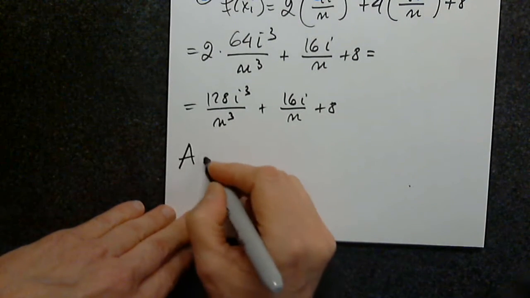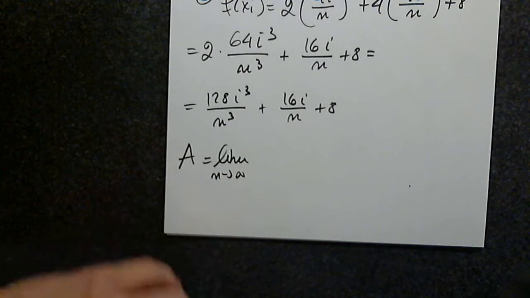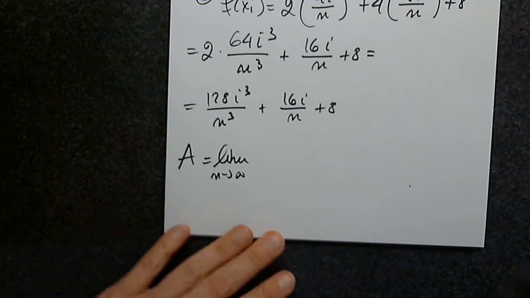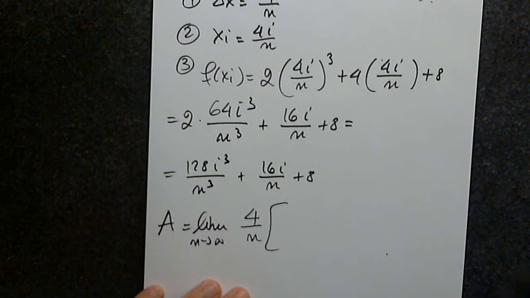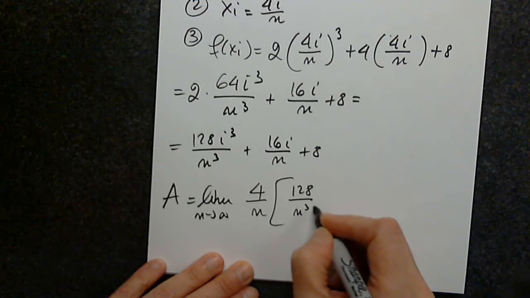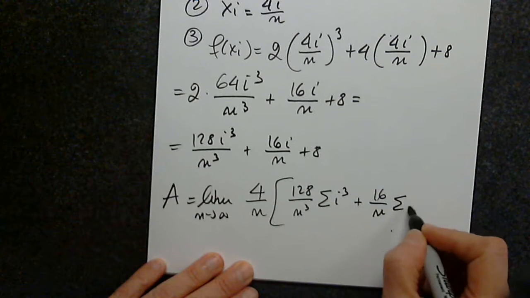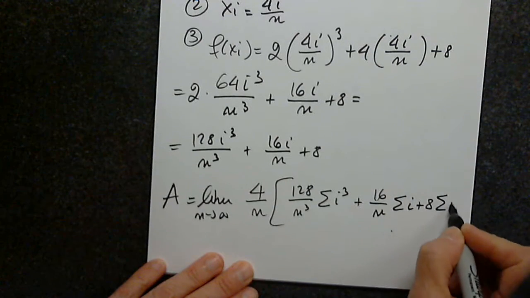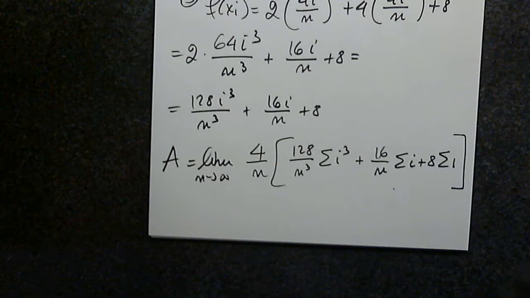Now I will say the area is the limit as n approaches infinity. And in order to cut back a little bit, I can already put 4 over n in front, cut back on writing a little bit. And then the sum of this, I can put 128 over n cubed in front, the sum of i cubed, plus 16 over n, the sum of i, plus 8, the sum of 1. So now if you have difficulties with this, I would write everything.